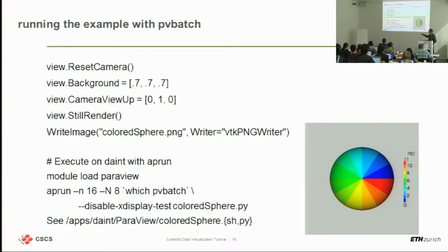Module load ParaView. Then srun, in this case 16 tasks, 8 tasks per node. We'll run pvbatch. We'll use that particular flag, and we'll give it the Python script. All of this is prepared for you in this directory: apps, Daint, ParaView, colorsphere.sh. This is the script to submit to sbatch, and the script loads and does exactly this. Okay.